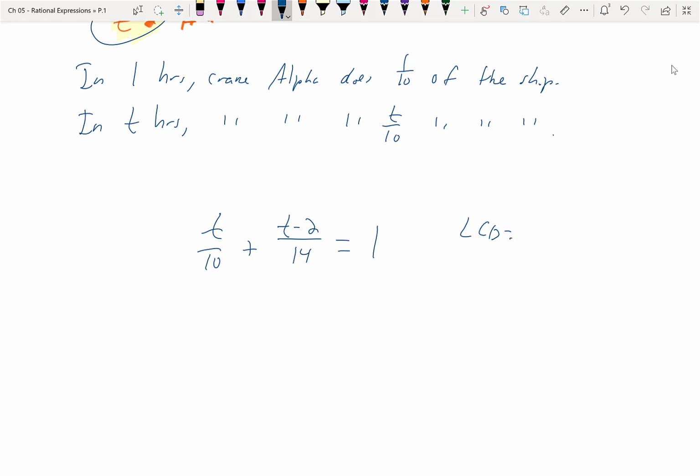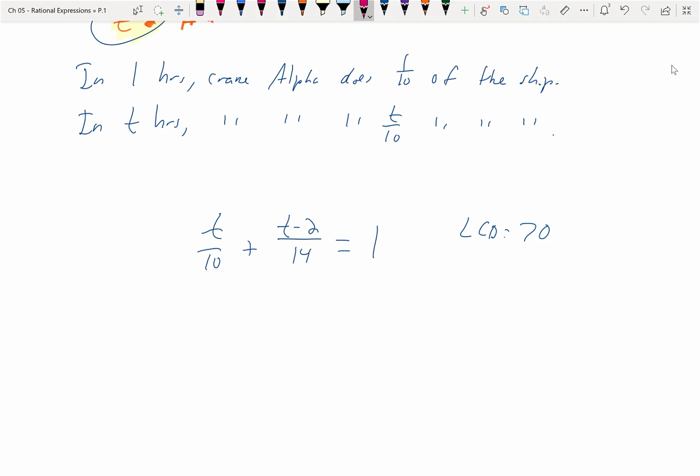What's the LCD between 10 and 14? You could do 140, but that's probably double what you need. 70. If you want a quick way to do LCDs, and some of you probably already do this, multiply them together, but then try dividing by 2 and see if that works. It can be a little quick trick to get this going, but 70 will work. It's the most efficient one to use.